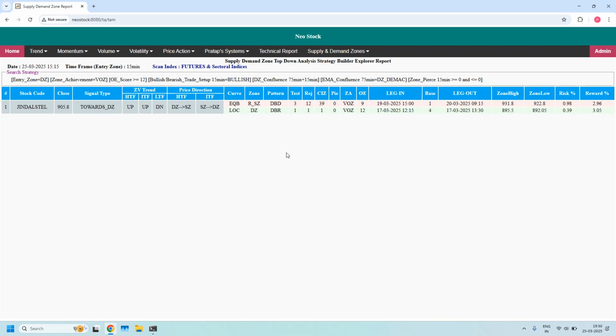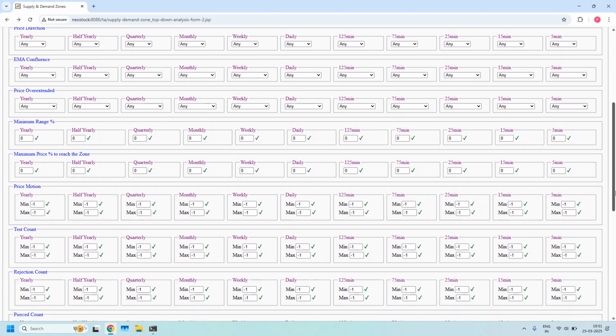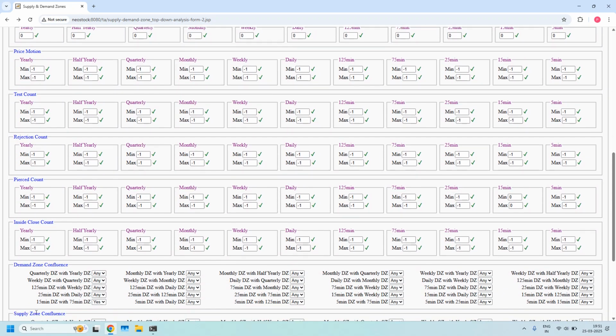Next, we will look into LTF, ITF and HTF demand zone confluence supported stocks, that is 15 minutes, 75 minutes and daily demand zone confluence. Removing the EMA filter. In the demand zone confluence, we should set 3 filters. First filter is already enabled, 15 minutes with 75 minutes. Next, 15 minutes demand zone with weekly demand zone confluence. Sorry, it is wrong. 15 minutes demand zone with daily demand zone confluence and 75 minutes demand zone with daily demand zone confluence, because in DIT the HTF is daily, not weekly.